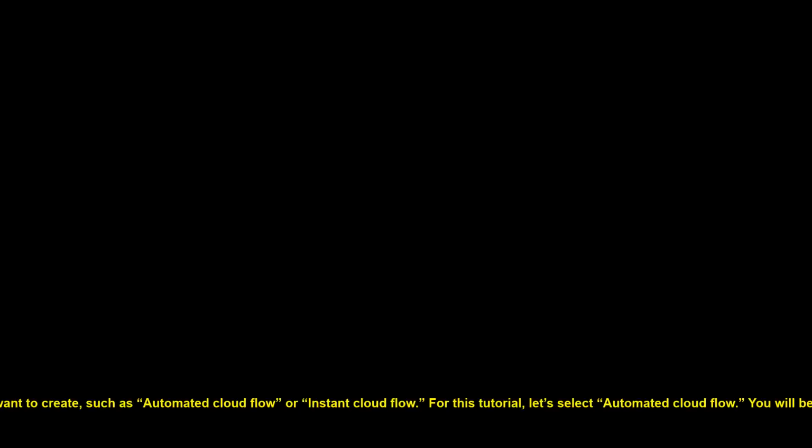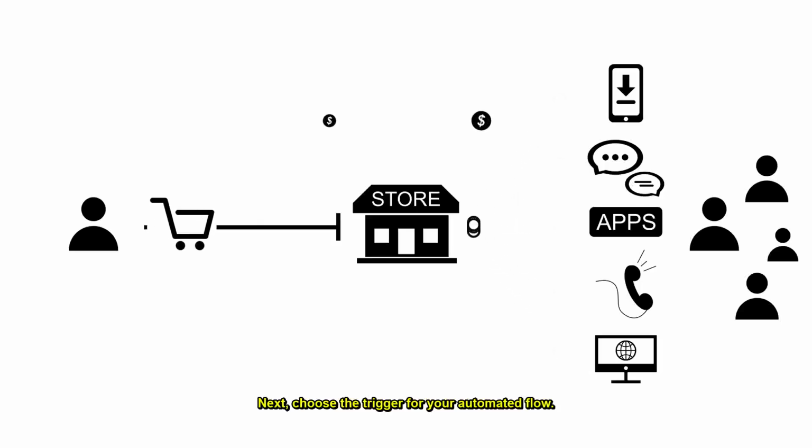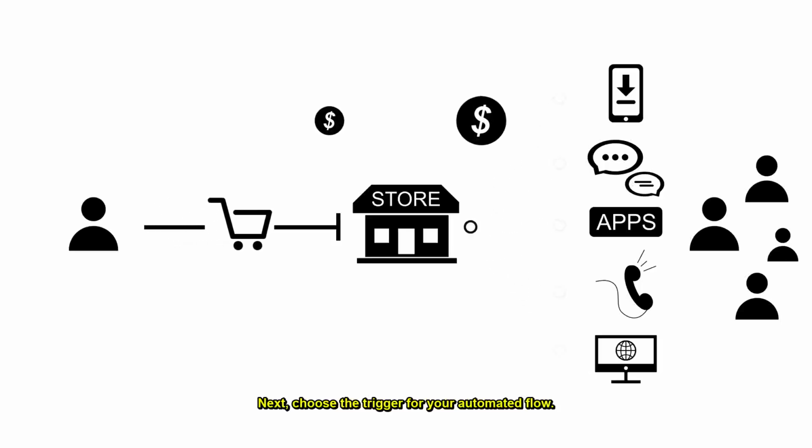Choose the type of flow you want to create, such as Automated Cloud Flow or Instant Cloud Flow. For this tutorial, let's select Automated. Enter a descriptive name for your flow to identify its purpose. Next, choose the trigger for your automated flow.